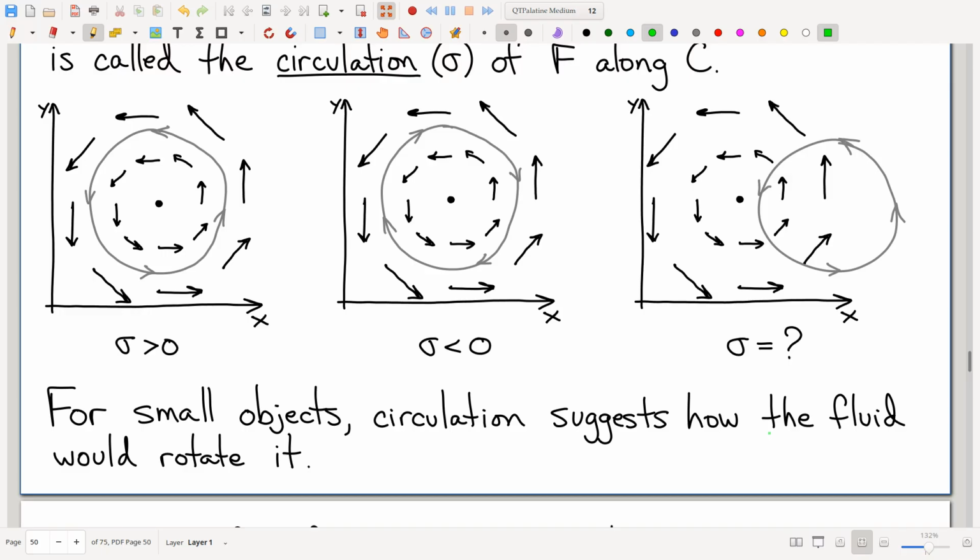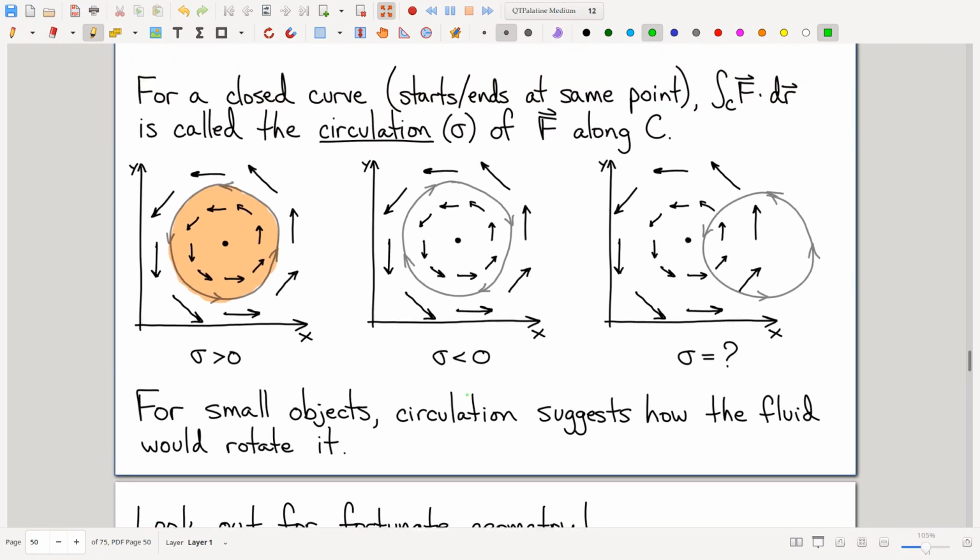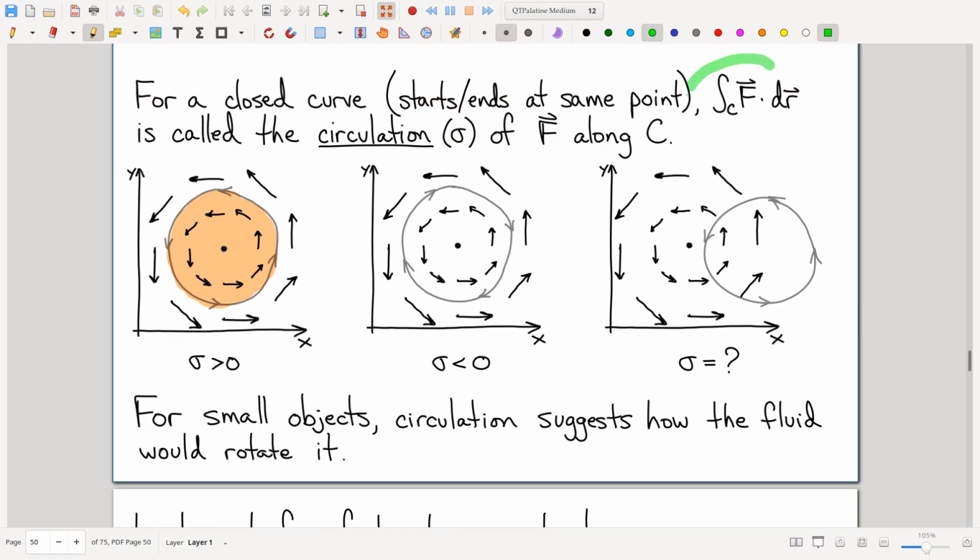So here, for whatever it's worth, if you have an object floating in your fluid. Keep in mind this is a two-dimensional vector field, so I'm imagining a two-dimensional fluid, and I've got this object sitting there, floating on top of it. How should I interpret the circulation here? The idea, and this is just a take, but I think really helpful: the circulation, I would propose, tells you something about how the fluid would cause that object to rotate.